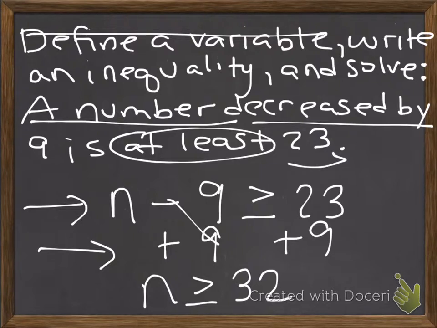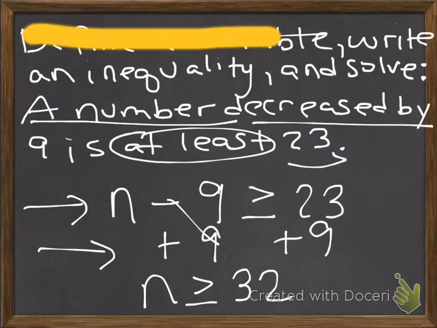Next one, we're asked to define a variable, write an inequality, and solve. Whenever it says define a variable, that's really just included in writing the inequality, making sure that we have a variable. So that's why I crossed this out. So we're writing an inequality and solving.